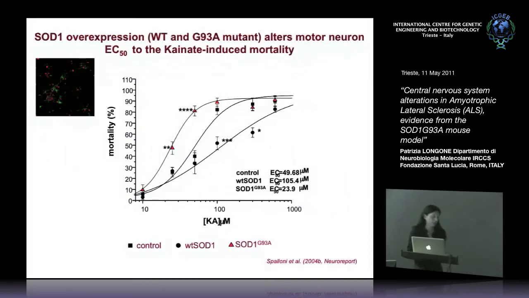And indeed, we found that this is the case when we applied kainate to the culture. We found that the EC50 of the neuronal mortality in the mutant neurons was half compared to the controls. So that means that indeed mutant motor neurons are more sensitive to glutamate, in this case kainate-mediated toxicity.